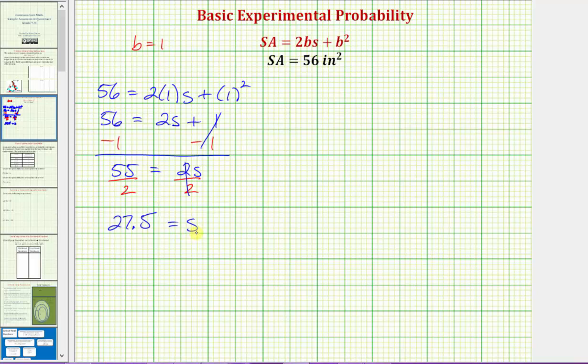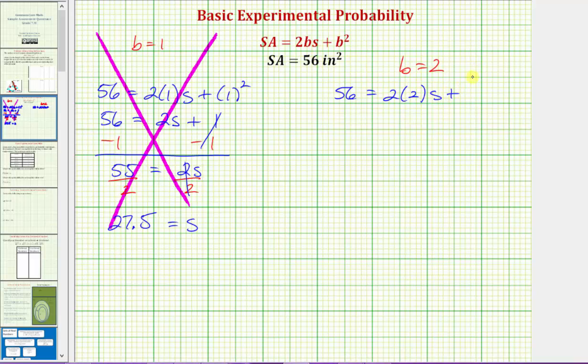So here, because s is not a whole number, this does not help us solve our problem, because both b and s must be whole numbers in order to satisfy the given conditions. So we try a different value of b. Let's try b equals 2. If b equals 2, we'd have the equation 56 equals 2 times b, which is 2, times s, plus b squared, which would be 2 squared.